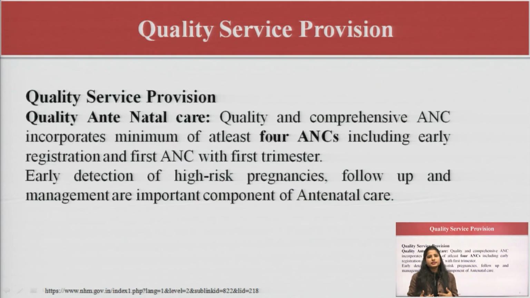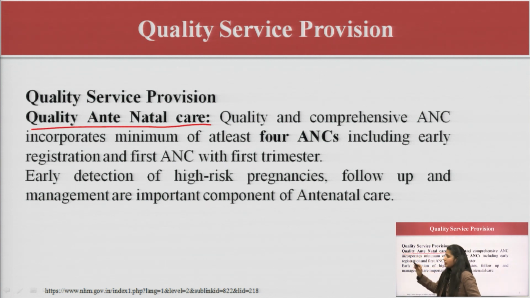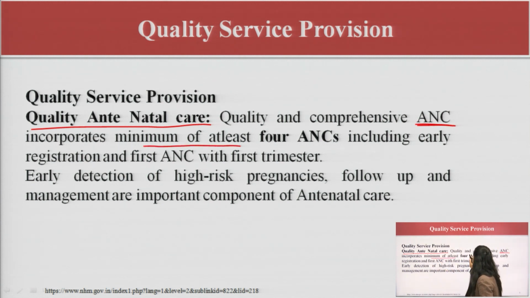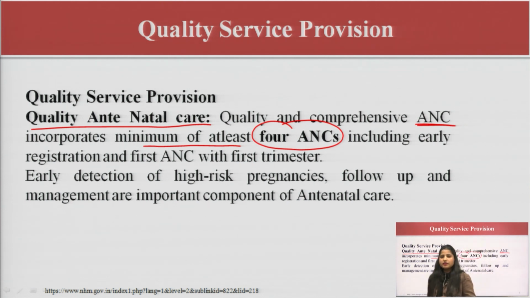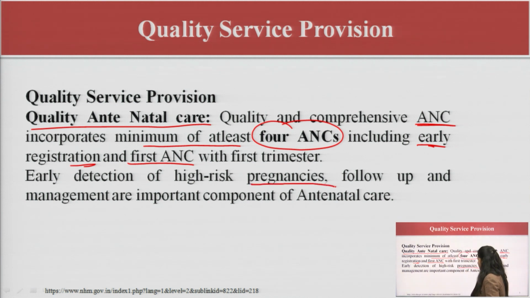Now, see what the quality service provisions are, the services which are provided to the mother as well as to the child. Quality antenatal care is the care provided at the time of pregnancy. Quality and comprehensive ANC, antenatal care, incorporates a minimum of at least 4 ANC visits, as I told you. There is a standardized value, and we have taken it as at least 4 antenatal care visits, which includes early registration, the first antenatal care within the first trimester, within 3 months. Then early detection of high risk pregnancy. If we identify a high risk pregnancy, we can manage it better and prevent mortality in mothers.